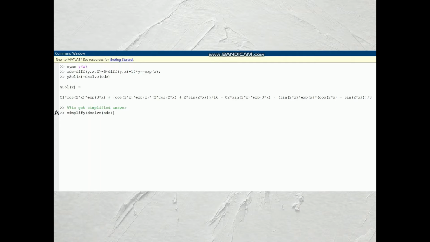So the answer that I get is the same as the manual calculation, which is 1/8 e to the power of x plus constant 1 cos 2x e to the power of 3x minus constant 2 sin 2x e to the power of 3x.